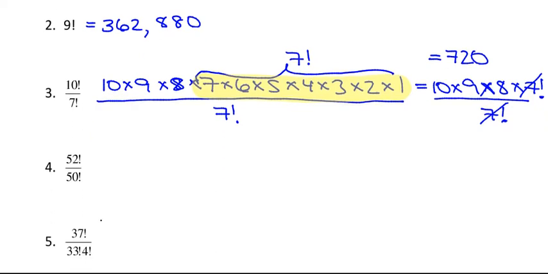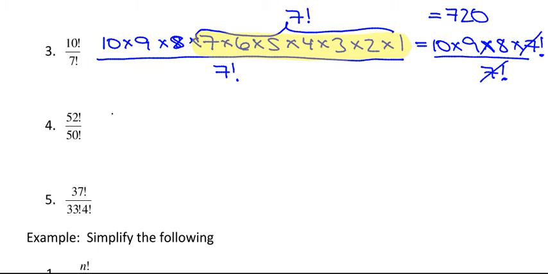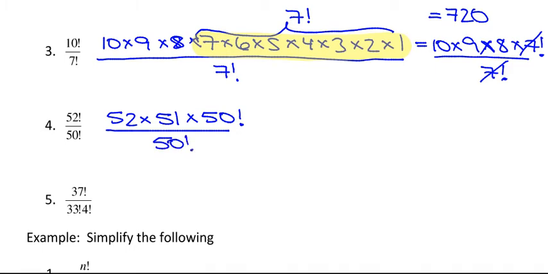For number 4, this is 52 times 51, and if I were to continue doing 50 times 49, I'd be doing 50 factorial. So I'm going to skip a step that I did in number 3, all over 50 factorial. We have some canceling, and now we just evaluate 52 times 51. I don't think I have that actually worked out, so I will leave it as 52 times 51. Hopefully you have a calculator with you.